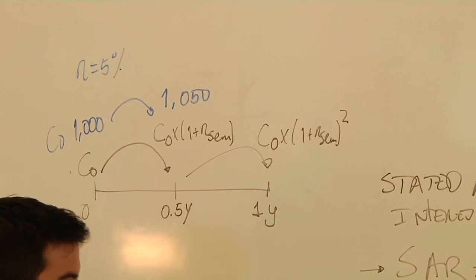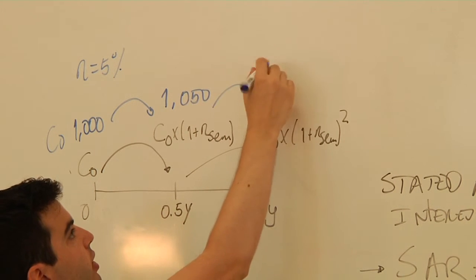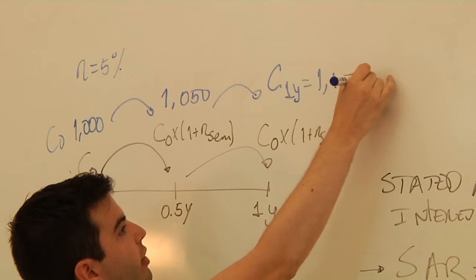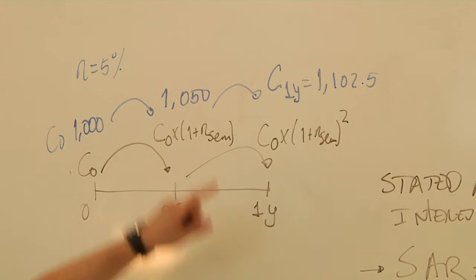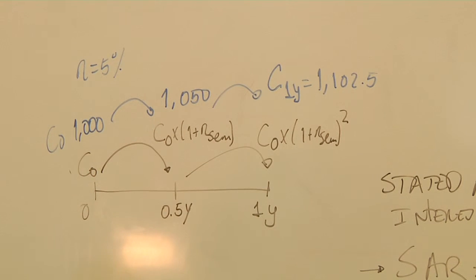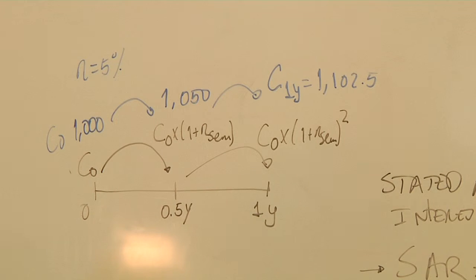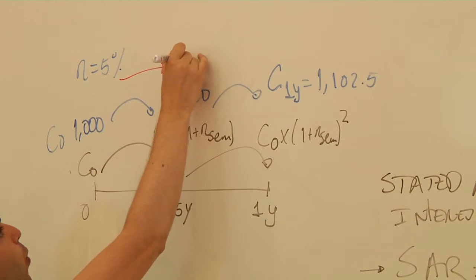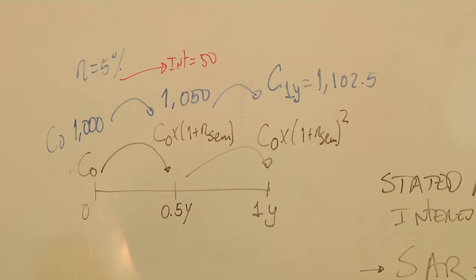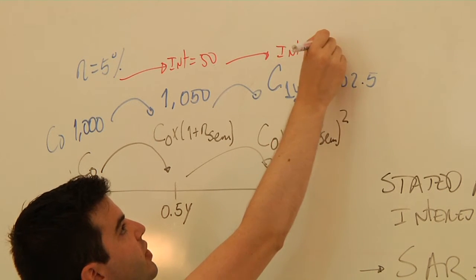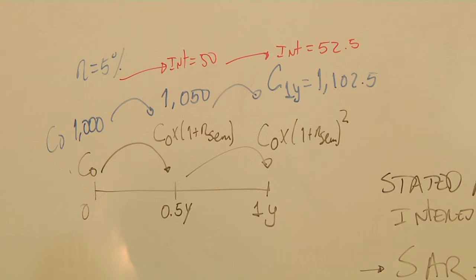And if you do this, you will get the capital after 1 year, which will be 1,102.5, okay? Which is this capital plus 5%. As you can see, the interest payment you got in the first period was 50. You got 1,000, then you add 5%, so you got an interest payment of 50. In the second semester, the interest payment is 52.5. And as you can see, the interest payment is larger in the second period.